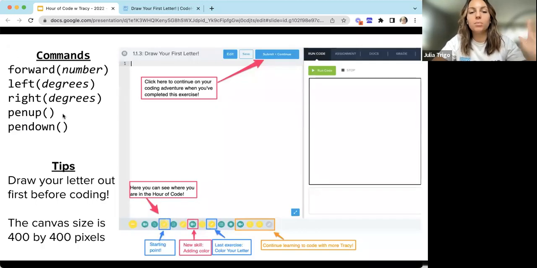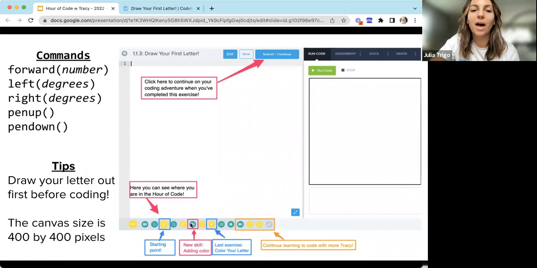So this, hopefully you'll be able to see your different commands that we have learned, some tips. It might help to draw it out before you try to code it, and a reminder about that canvas size. So again, we're going to start here on that first pencil, which is where you're going to be writing your letter. Then you can click submit and continue and move on.